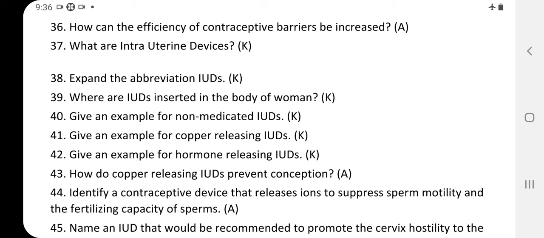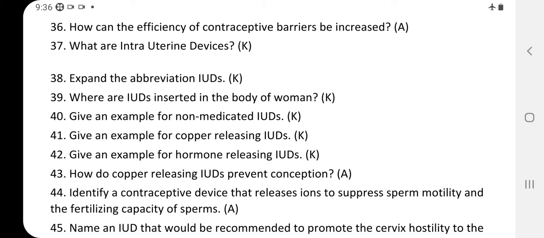As in the previous class, I had started with the reproductive health 1 mark questions, and in the previous class, I have discussed the questions from question number 1 to question number 35. So, in this class, we shall discuss the remaining questions. In that, the first question, that is, 36th question. How can the efficiency of contraceptives barriers be increased?